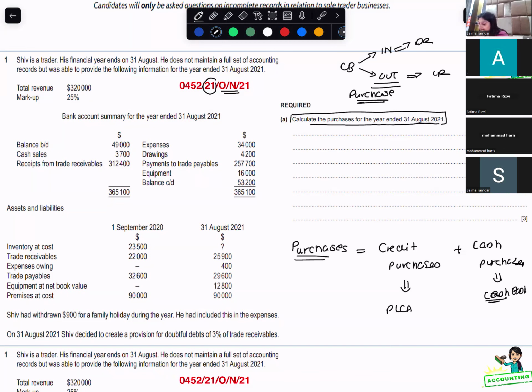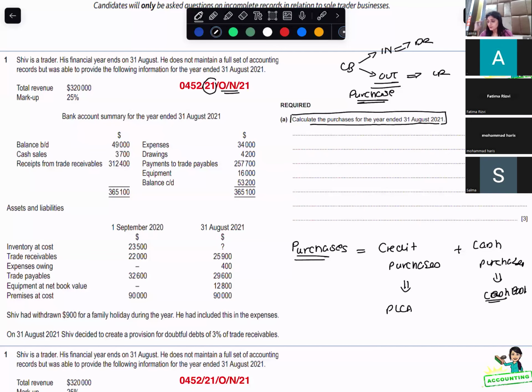Are you with me? They want purchases from you. Try and figure out how you will get purchases. After that, I will help you. Here, they have told us that Shiv is a trader. His financial year ends on 31st August and he does not maintain a full set of accounting records. They want you to calculate purchases.